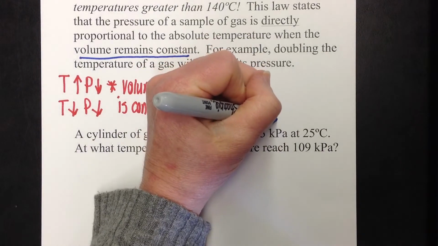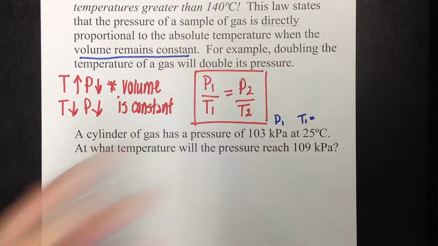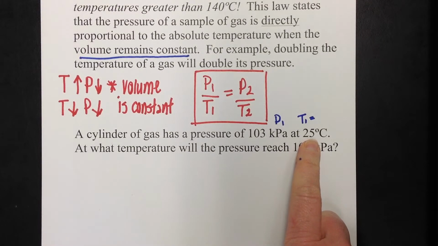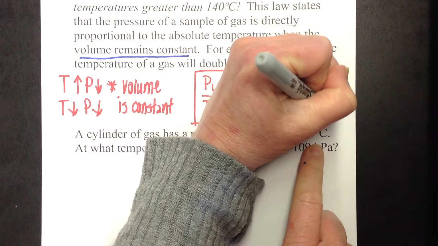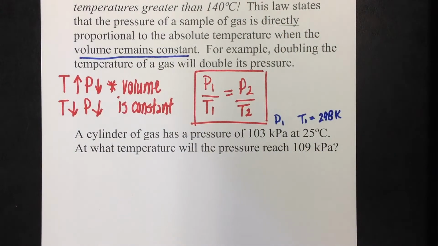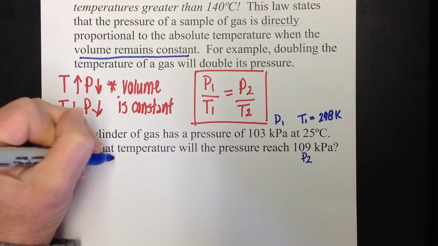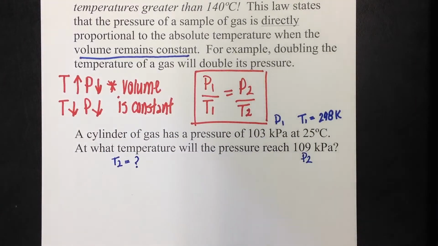So this is my pressure 1 and my temperature 1. Now, I already know that I cannot work with a temperature that is in Celsius. I'm going to change that to Kelvin by adding 273, and 273 plus 25 is 298 K. So I'm just going to make a note of that. At what temperature will the pressure reach 109 kilopascals? That is P2. So obviously they are asking me for T2 because that's the only piece of information I don't have.